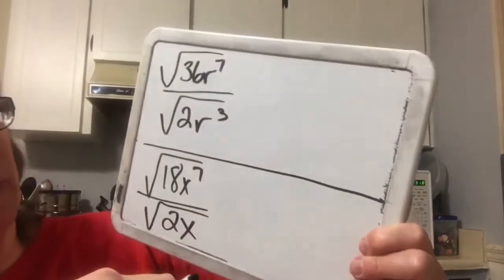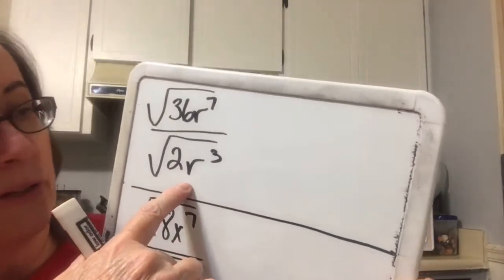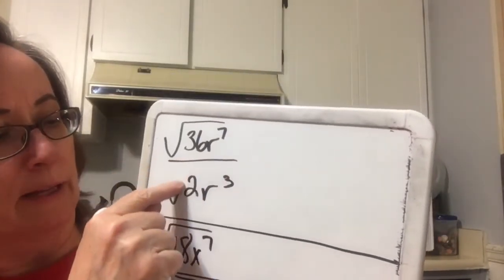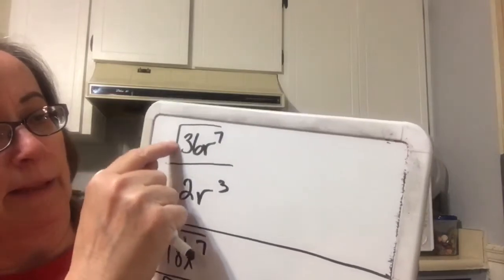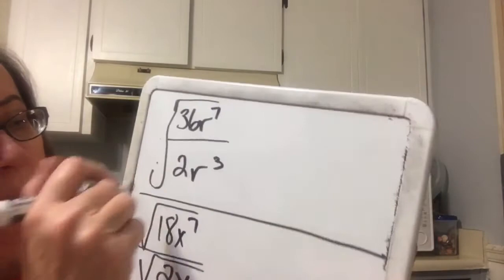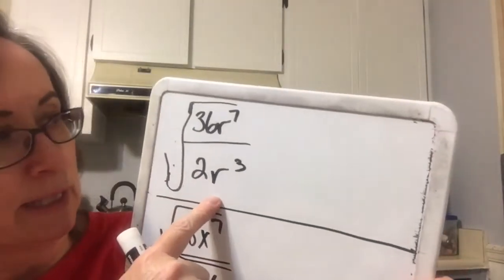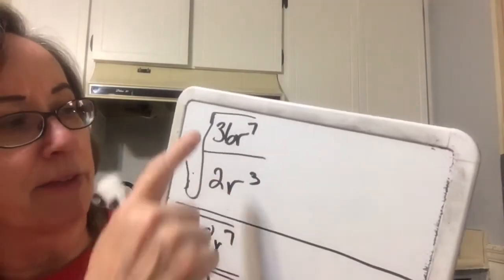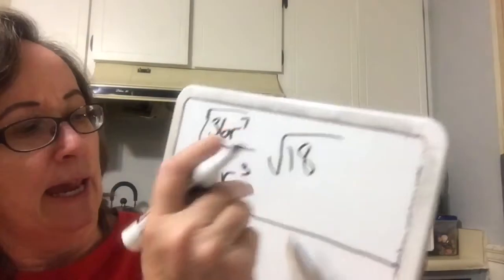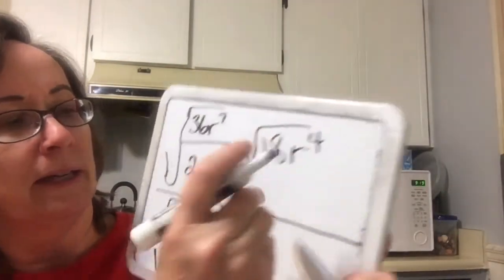All right, so on this one, I do see a benefit for putting these back together under one radical. So let's just go ahead and take this radical off, and let's make this radical grow. Okay, so we're going to put these back together in one radical. Now, 36 divided by 2 is 18. And r to the 7 divided by r to the 3 is r to the 4.